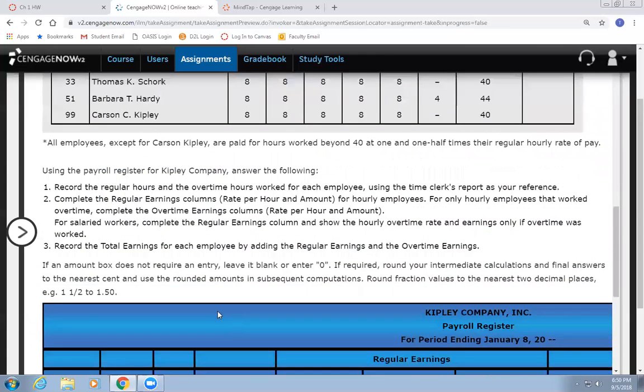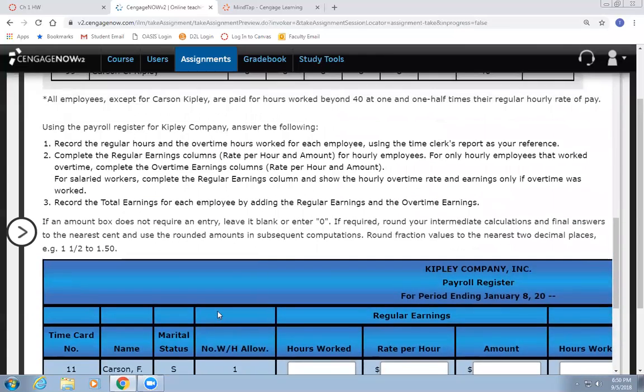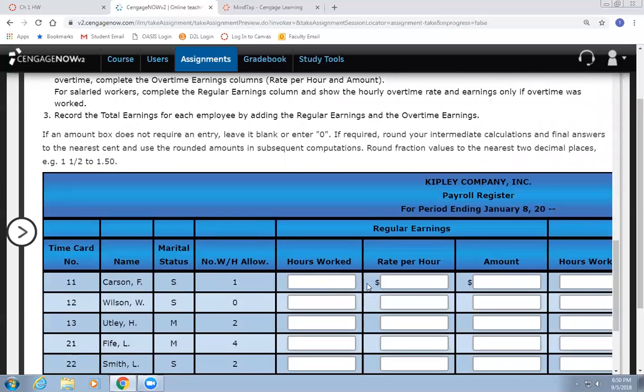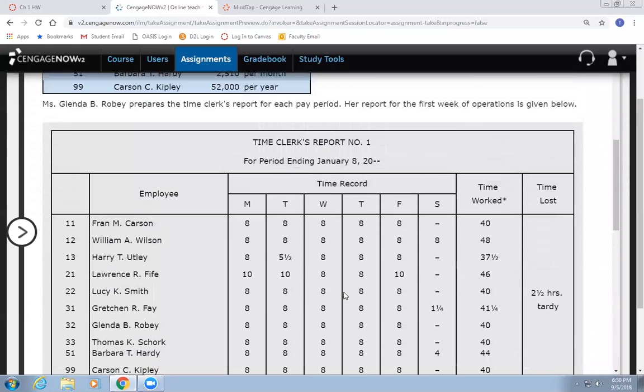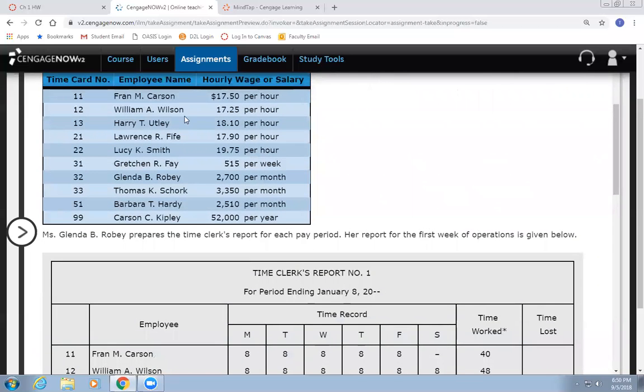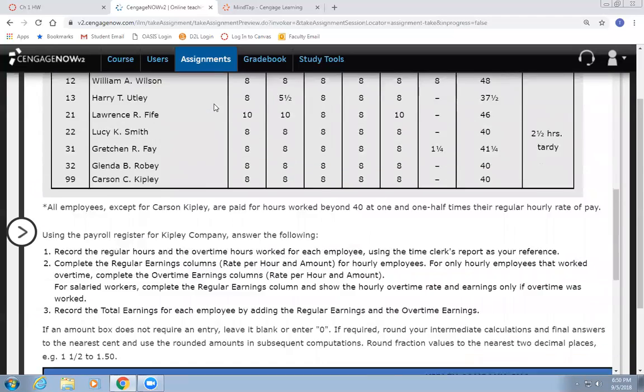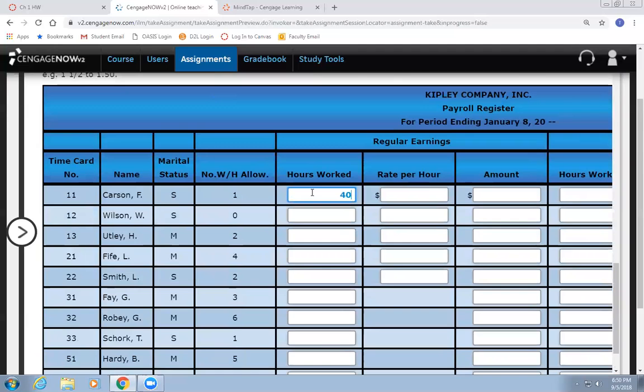Those hourly workers are pretty simple. We're just going to look at this payroll register, which if you remember from chapter 1, is one of the required documents to be held by the payroll department. And we're just going to put in their earnings. Fran Carson worked 40 hours this week, and she earned $17.50 an hour. Hers is pretty easy to calculate because she didn't work any overtime. So I would just take the 40 times the $17.50. She'll get what, 700?